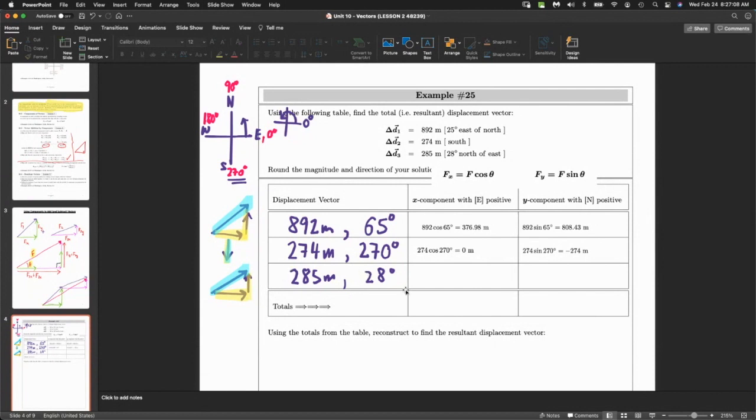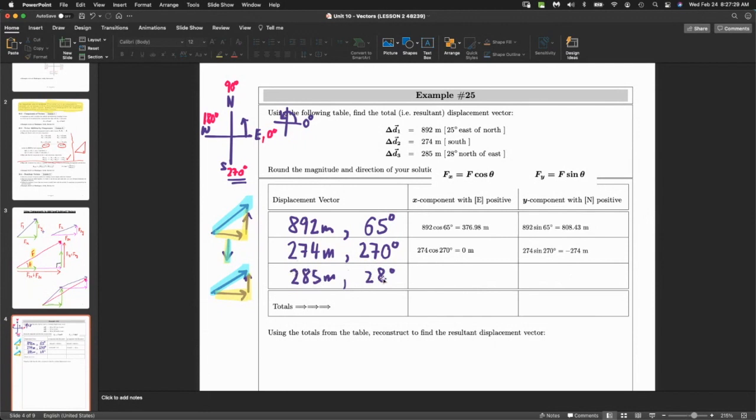Now for the last row, we're going to do the exact same calculations. So what I'd like someone to do in the chat, or many of you to do in the chat, is to tell me what the x and the y components are here. So what is the x component and the y component of the third displacement vector?